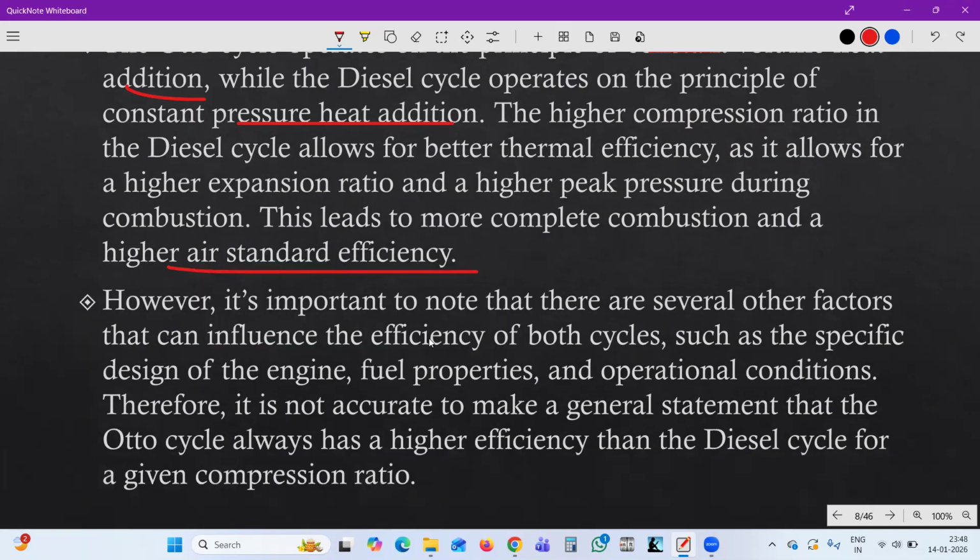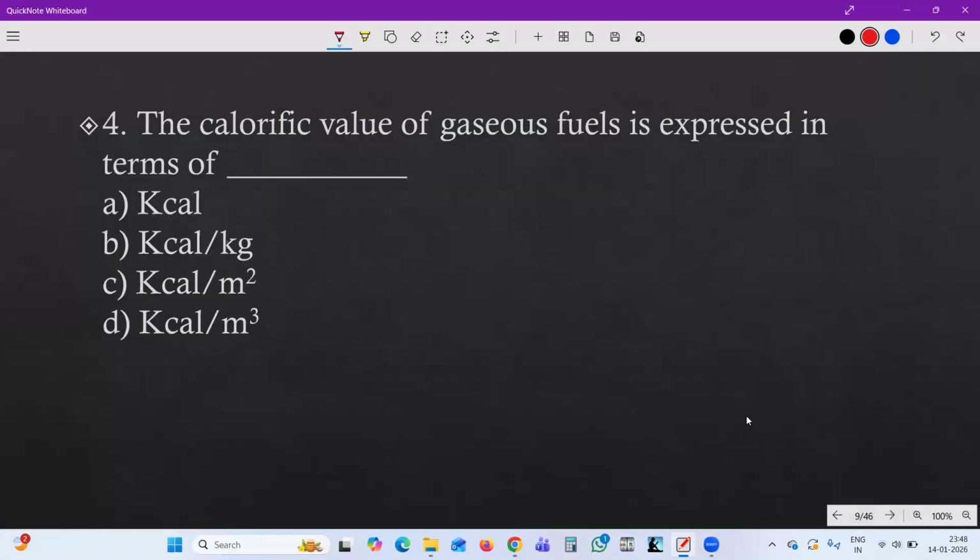However, it is important to note that there are several other factors that can influence the efficiency of both cycles, such as the specific design of an engine, fuel properties, and operational conditions. Therefore, it is not accurate to make a general statement that the Otto cycle always has a higher efficiency than the diesel cycle for a given compression ratio. I hope you understand this one. Go to the next point.